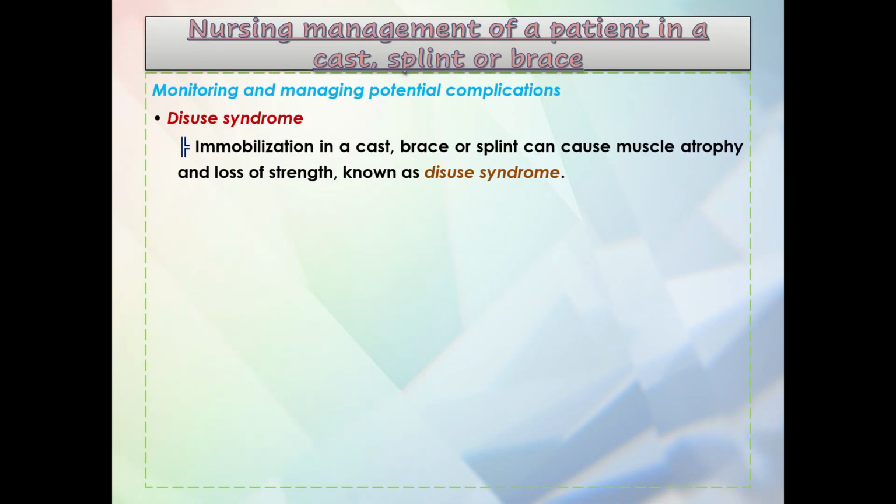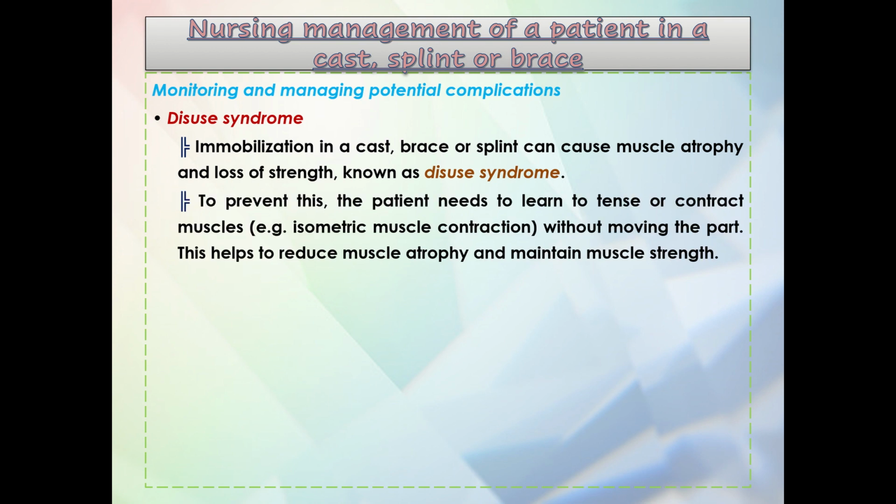Okay, next, so after compartment syndrome, after this pressure ulcer development, another complication is disused syndrome. So immobilization in a cast, brace, or splint can cause muscle atrophy and lost strength known as disused syndrome. So to prevent this, the patient needs to learn to tense or contract muscle. So again, ang panlaban natin to prevent disused syndrome is that the patient needs to learn kung paano mag-tense or to contract the muscle. And ito yung tinatawag, for example, isometric muscle contraction without moving the body part.